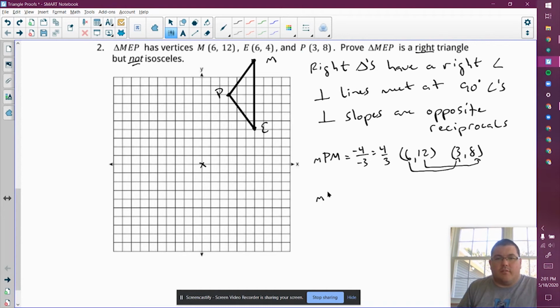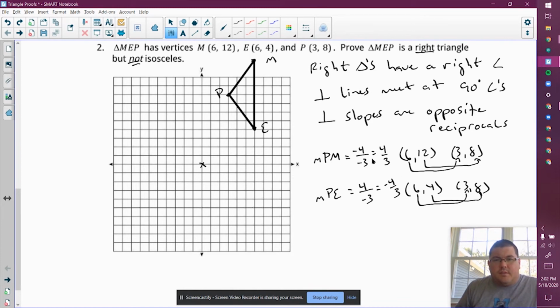What is the slope of PE? Well, again, we have the point E right here. We have the point P right here. The rise from 4 to 8 is positive 4. The run, negative 3. So as we look at these 2 points here, right, this we would just say has a slope of negative 4/3.